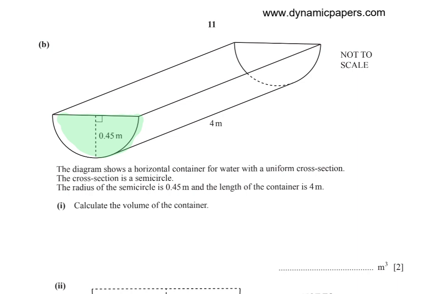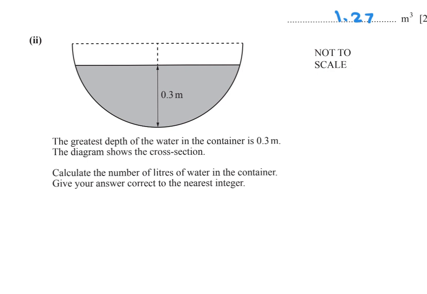Now, area of cross section, how to find the area of a semicircle? Half pi r squared. Yes. Half pi, r is 0.45. So 0.45 squared. This is the area of cross section. Multiply by 4. Yes? 1.27.